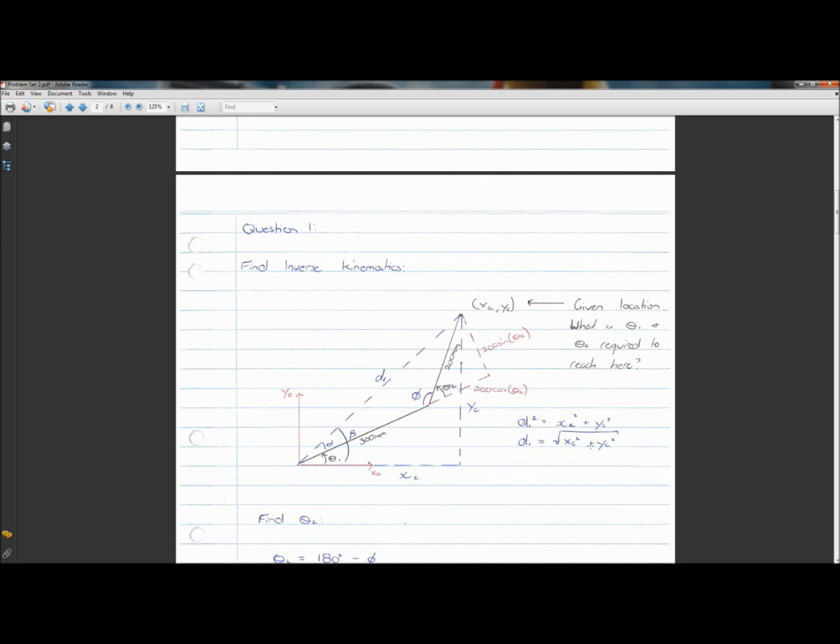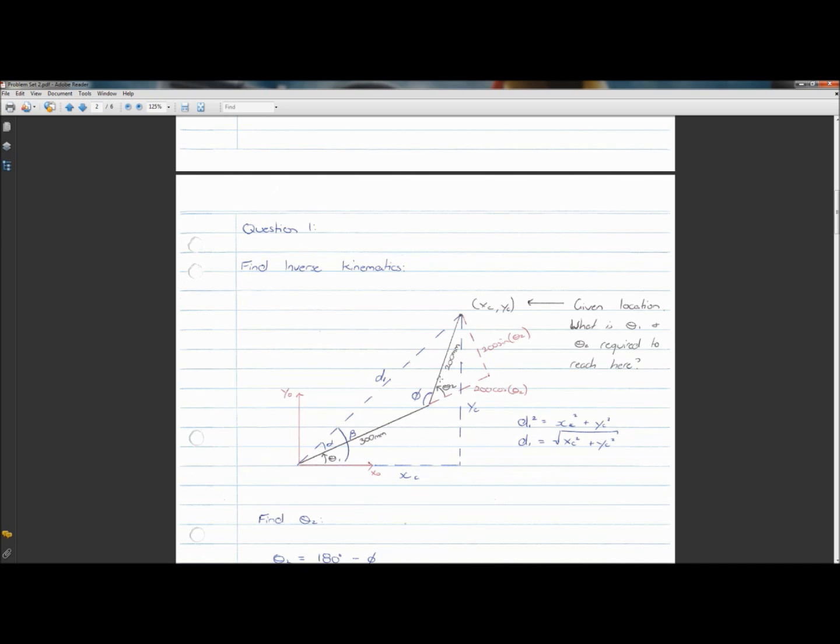So d1 will be the square root of xc squared plus yc squared. You also notice on this part, these red dotted lines, I've drawn 200 cos theta 2 and 200 sine theta 2. So this red line would be 200 cos theta 2, 200 sine theta 2, based on that angle there.